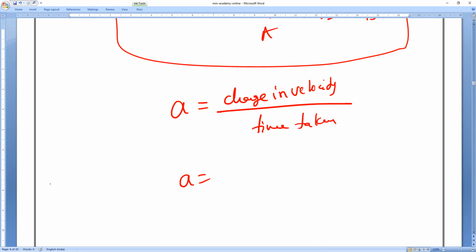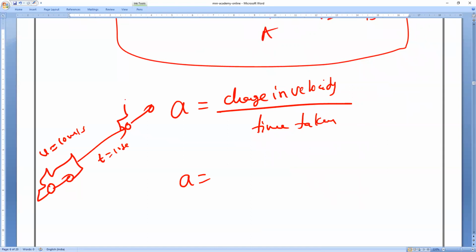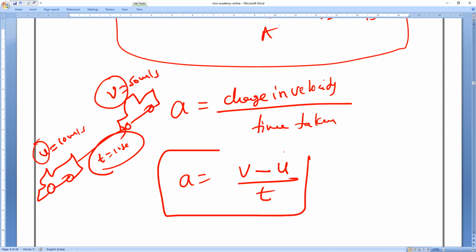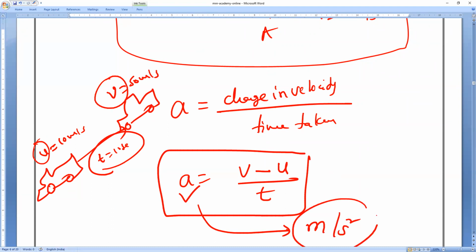Suppose, see, if one body is there with initial velocity 10 meter per second, and after 10 seconds, t equals 10 seconds, the body reaches a velocity of 50 meter per second. Then the acceleration of the body means final velocity minus initial velocity divided by the time taken to change that. That is only called acceleration. Acceleration unit is meter per second square.